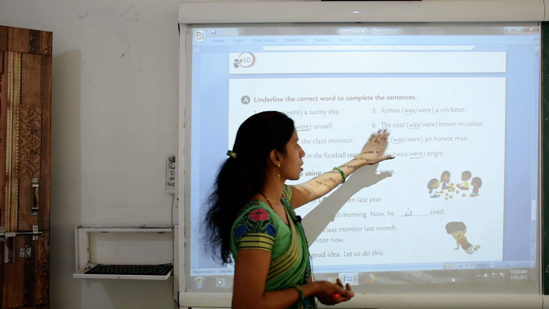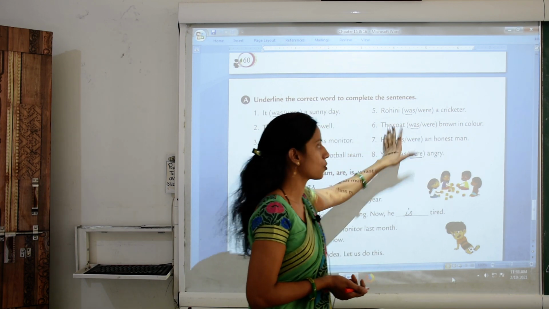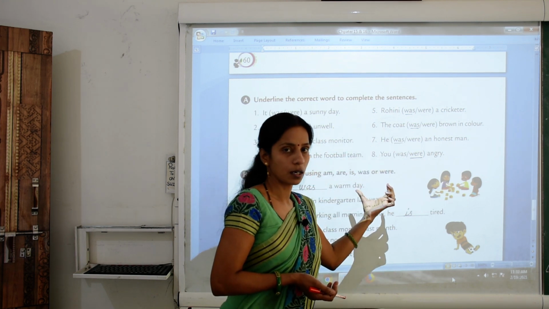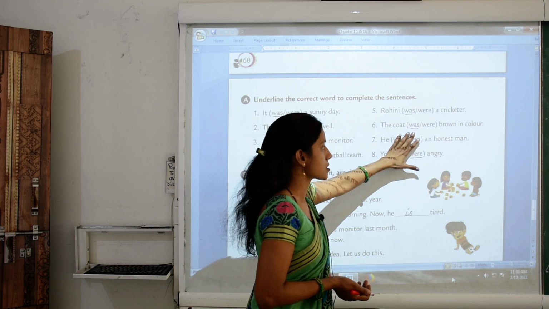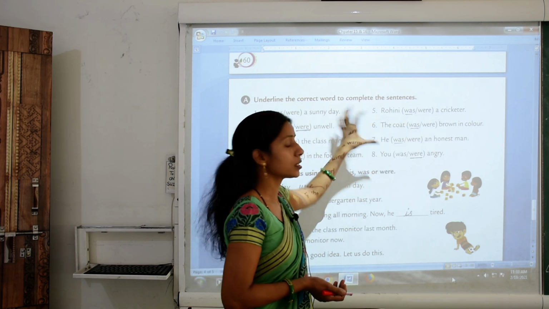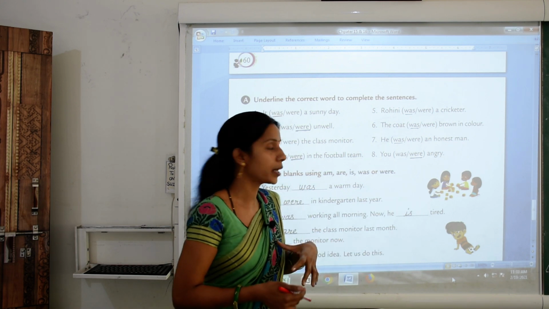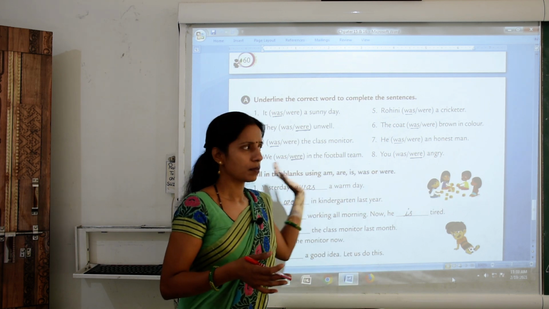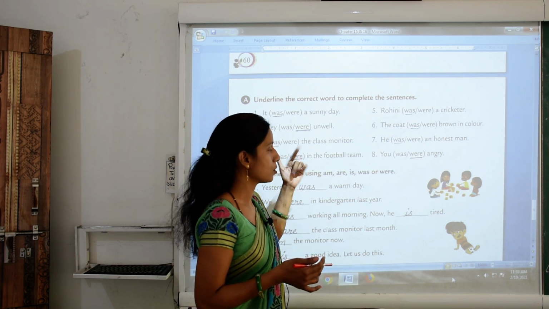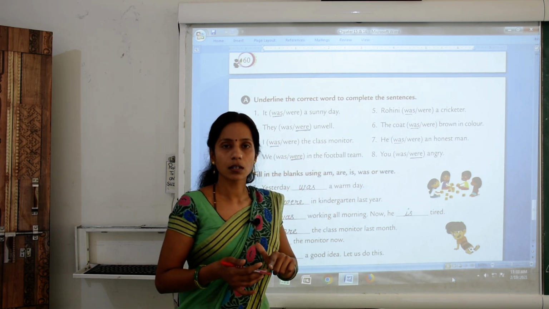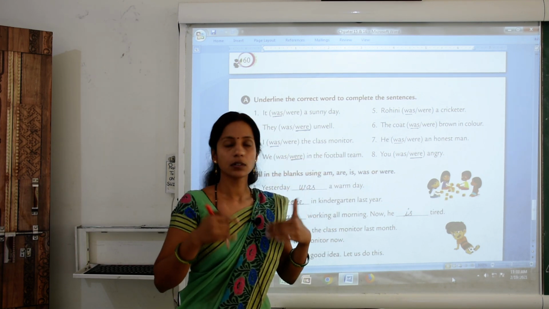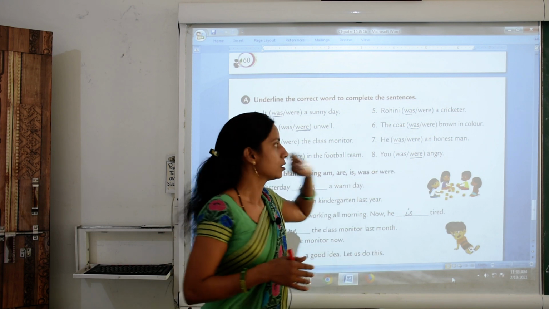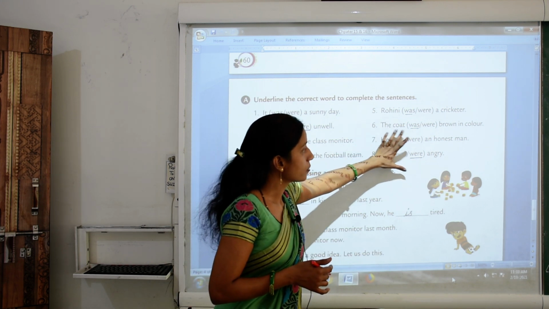Number 6, the coat was brown in color. The coat was brown in color. It means coat brown color का था, not है, because we use was when all things happened in an earlier time, not now, not current time. So when we talk about current time we use is, am, are, as I told you in the previous video. When we talk about earlier time we use was and were. So here we use was. The coat was brown in color.